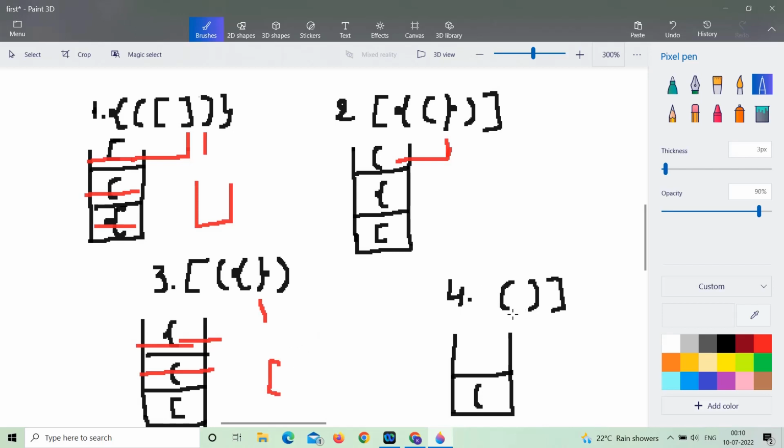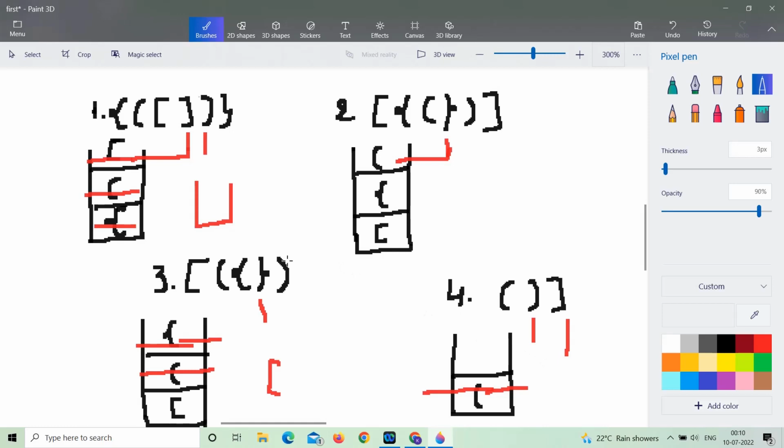Moving to the next case, the first character is an opening parenthesis, so I push it into the stack. And moving to the next character, it's a closing parenthesis. And yes, it forms a valid pair. I'm popping it out. Moving to the next character, it's a closing bracket, but my stack has already become empty. That means there are no opening brackets in my stack, but I got a closing bracket. Is it valid? Not, right? In this case, I can return no, the brackets are not balanced.